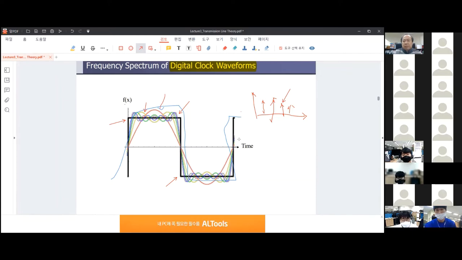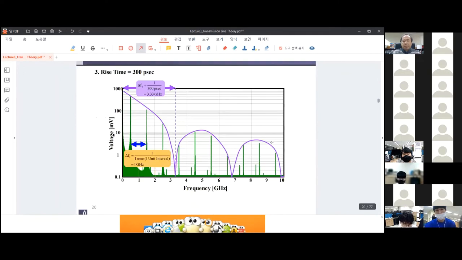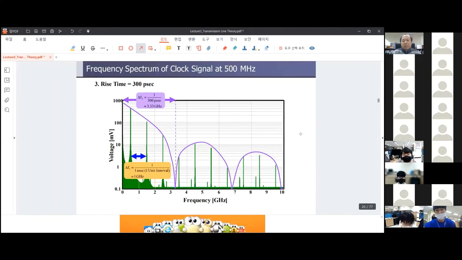I'm not good at this PDF on the screen. So my point is that this is the time domain waveform of the clock, but in the frequency domain, it may have many harmonics. This is one of the examples.